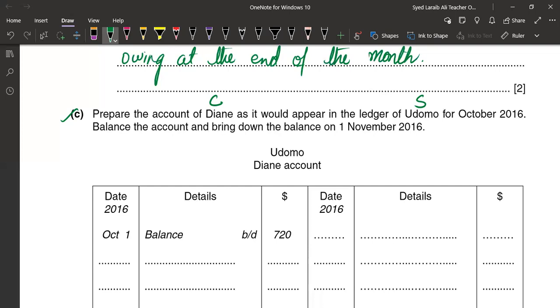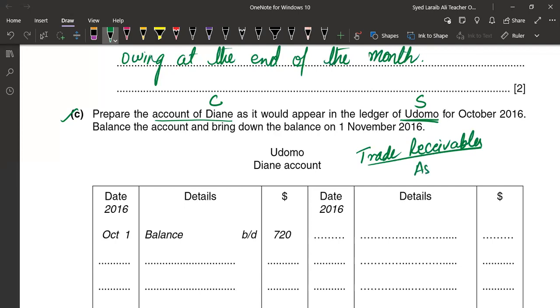Here, you are going to prepare the account of Diane. So you are not the accountant of Diane. Diane is in front of you. She is the person to whom you have sold goods, and you are basically the accountant of Odomo now. So from Odomo's point of view, you are going to prepare the customer's account. And when the supplier prepares the customer account, that account is your trade receivables account.